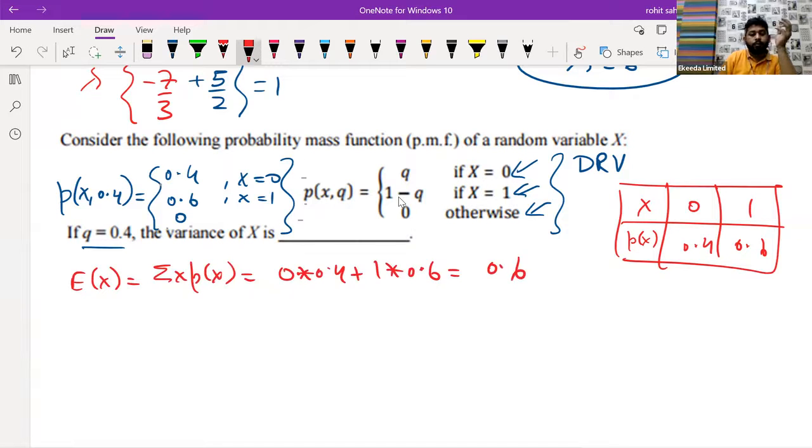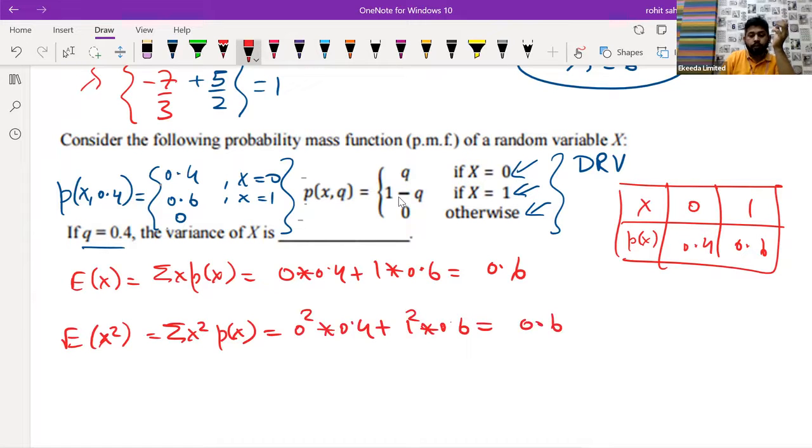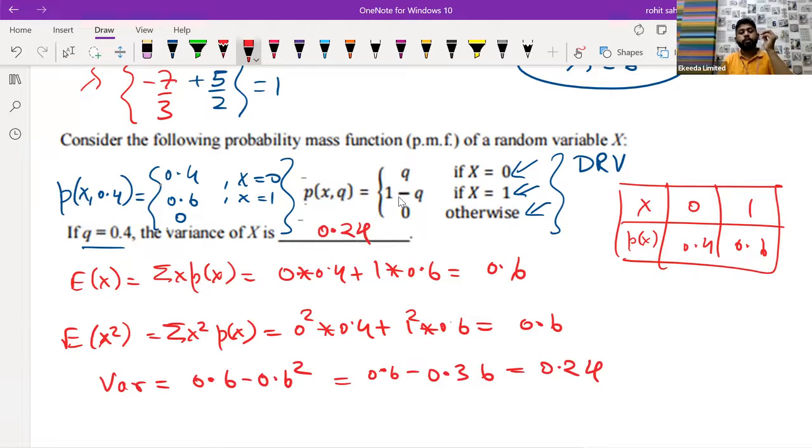Second thing, if you are computing the square, x square, it should be summation of x square p of x. So 0 square is 0 square only, 0.4 plus 1 square is also 1. So that's also 0.6. Now if you're looking for variance, it should be 0.6 minus 0.6 square. So 0.6 minus 0.36, and that should be 0.24. So this value needs to be 0.24 if I'm right. That's correct. 0.24 is the right answer.